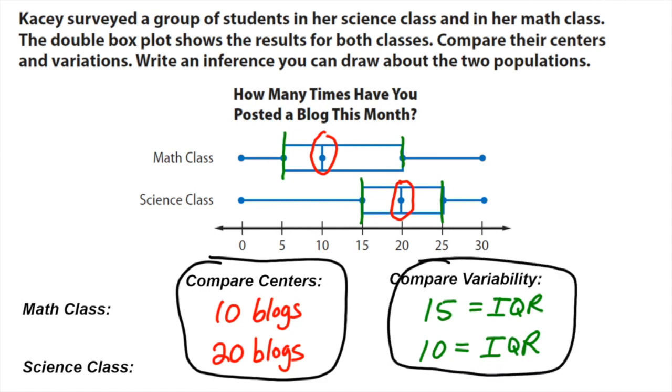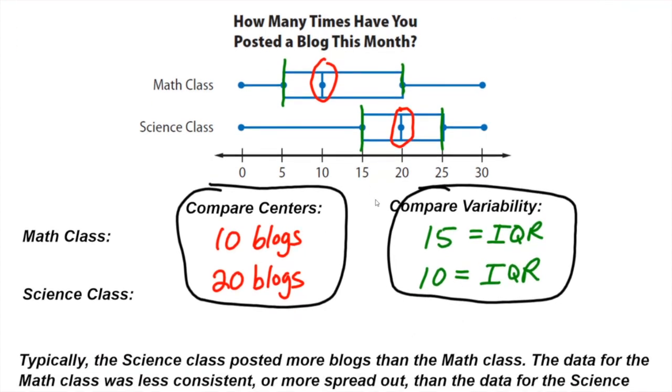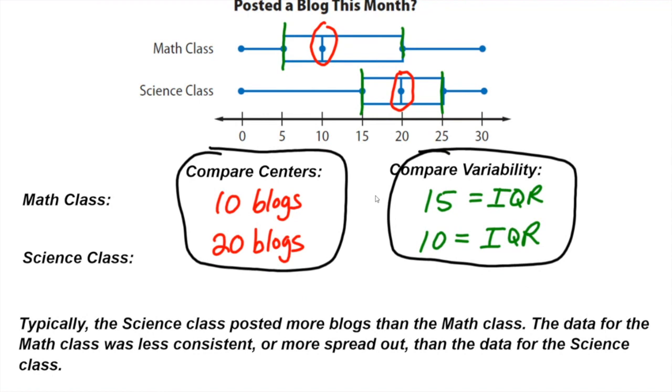Now remember, variability doesn't tell us how much they blogged. It tells us how consistently they blogged, or how alike our numbers are. So it looks like the science class had a smaller IQR, so their data was more consistent. A couple of sentences we could write would be something like this. Typically, the science class posted more blogs than the math class. The data for the math class was less consistent or more spread out than the data for the science class. That right there is an inference.